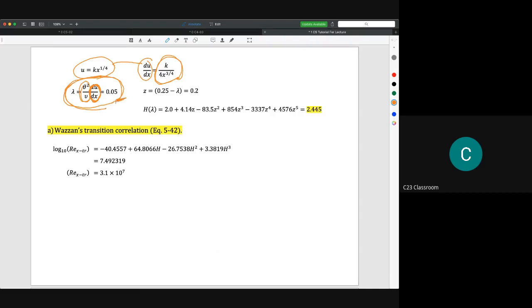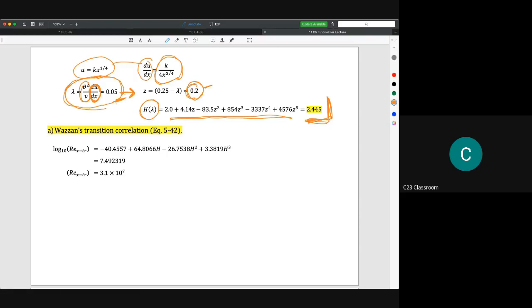And then from here, we could calculate the value of z. z is 0.25 minus lambda. Lambda here is 0.05. Now the value of z is equal to 0.2. And then we could calculate the value of h here, by substituting the value of z that we get from this step into this equation. So finally we could get it is equal to 2.445.